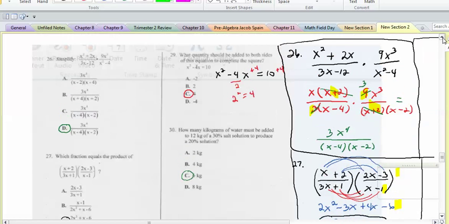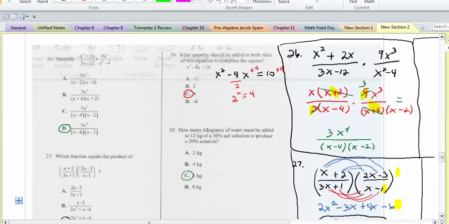Okay, 29 is a difference of squares. So when you do a difference of squares, you take the middle term and you divide it by 2. So 2 will go into 4 how many times? It's 2 times. What you do with that answer is you square it. 2 times 2 is 4. That's what you need to add to both sides when you're completing the square.